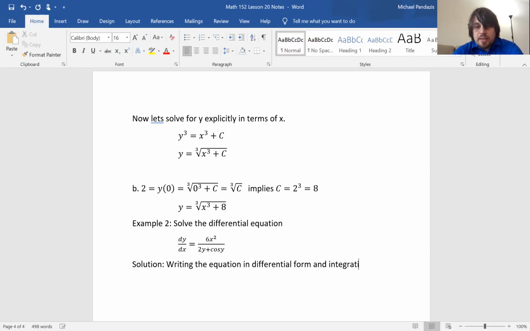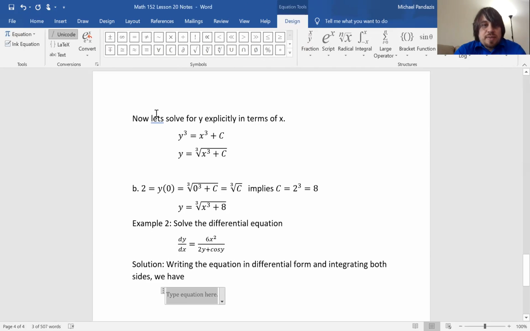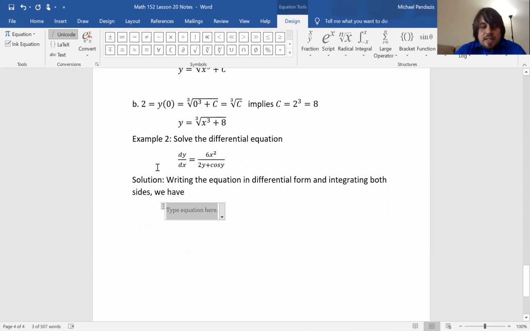and integrating both sides, we have. I like to have, especially when teaching, a uniform way of saying the beginning of a solution, right? So I started out example 1 writing the same sentence, writing the equation in differential form and integrating both sides we have. And so I wrote the same thing at the beginning of the last solution. I'm writing the same exact thing here.